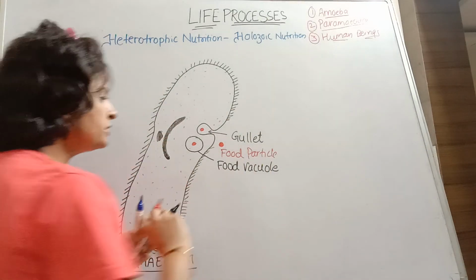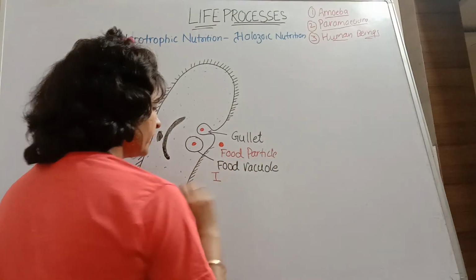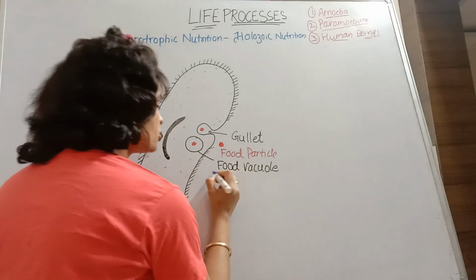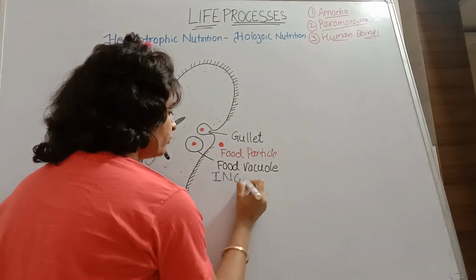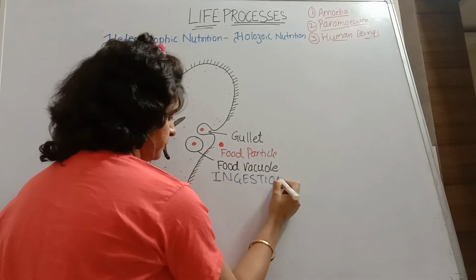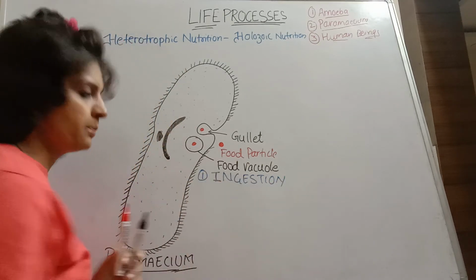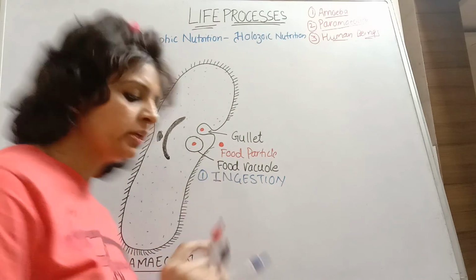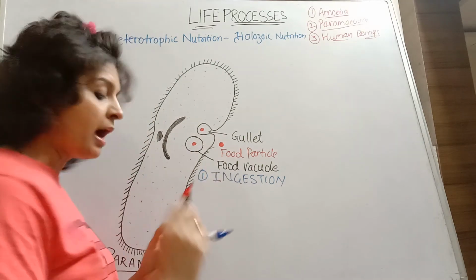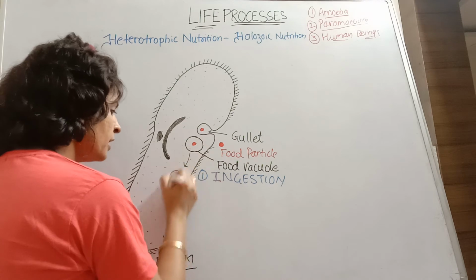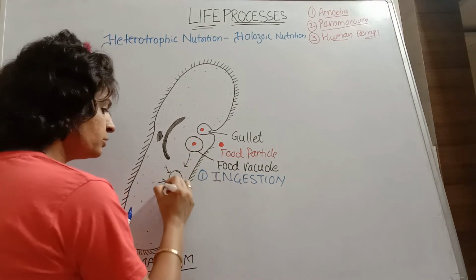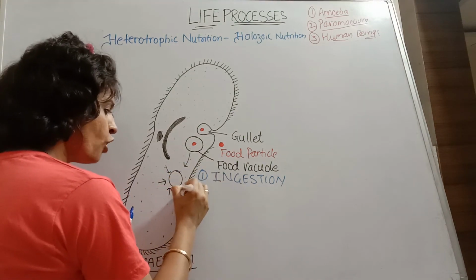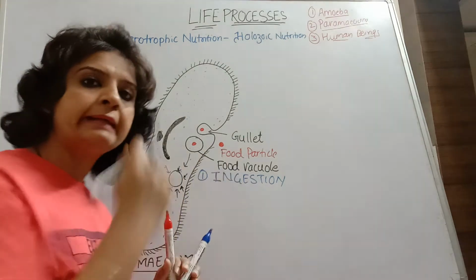So, the first step, what has occurred here? The ingestion of the food has been done. This is the first step, ingestion. Now, the second step is the digestion. And how will this digestion take place? The digestion will take place when the enzymes from the surrounding enter inside.